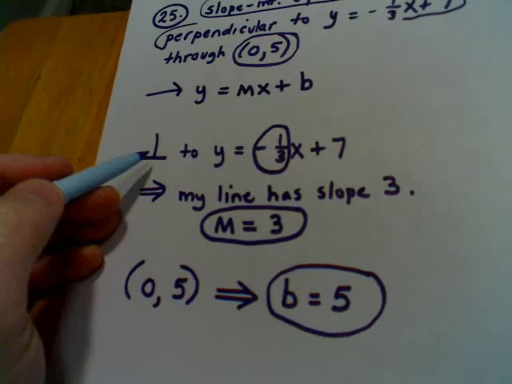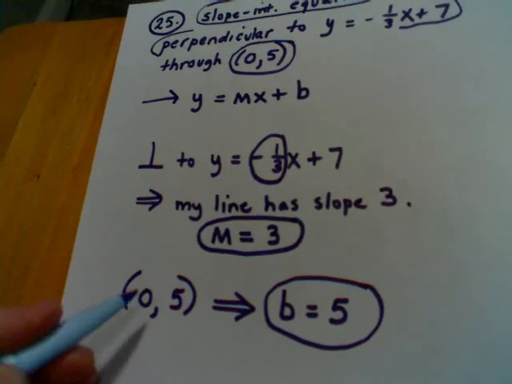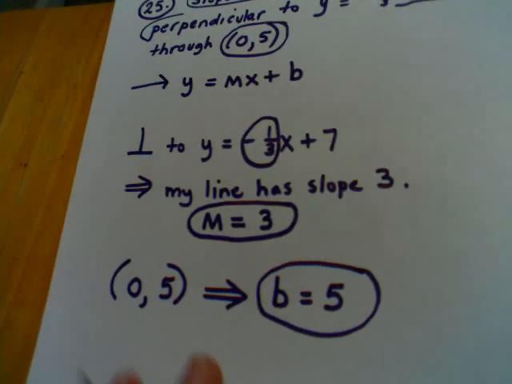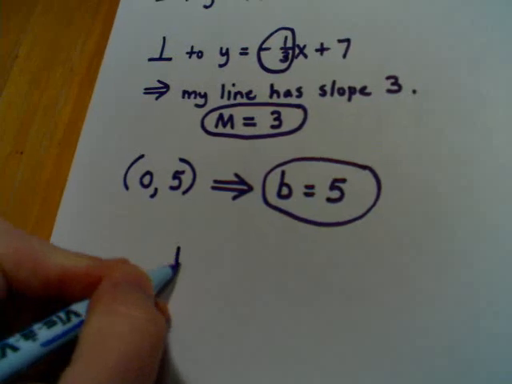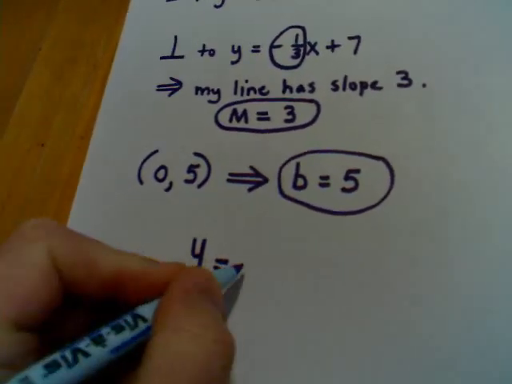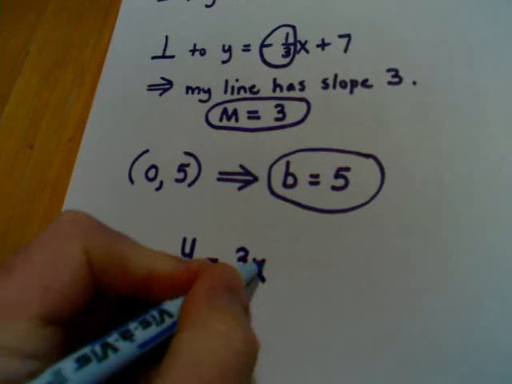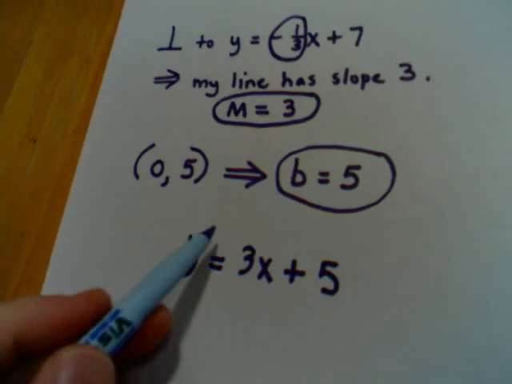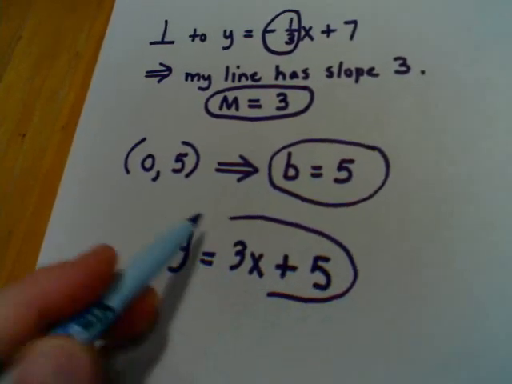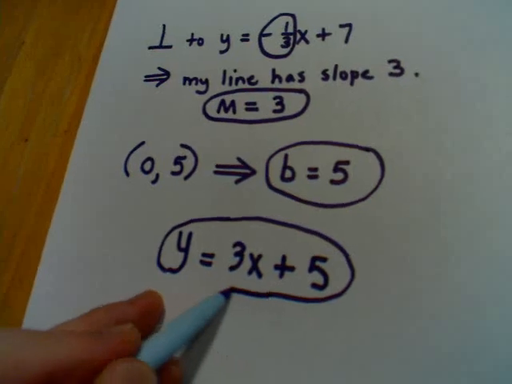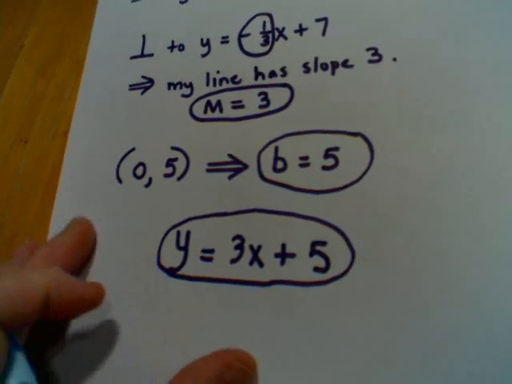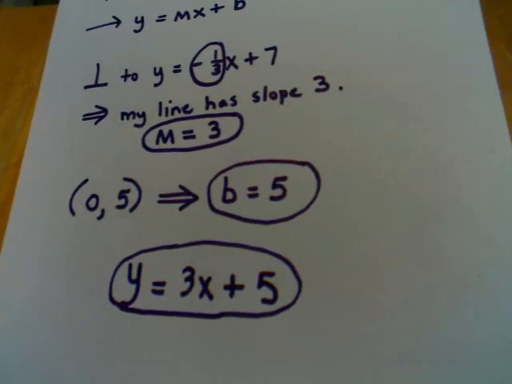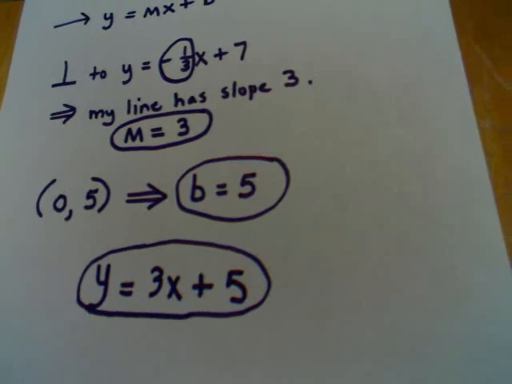We use the idea behind what perpendicular slopes are. We use the fact that the ordered pair 0, 5 is really the y-intercept, which means b is 5. Now I can get my answer. y equals mx plus b, and there is my equation. The answer to this problem, the equation of this line, is y equals 3x plus 5, and we're done. Very easy problem. You just have to keep your wits about you and interpret the data that's given.